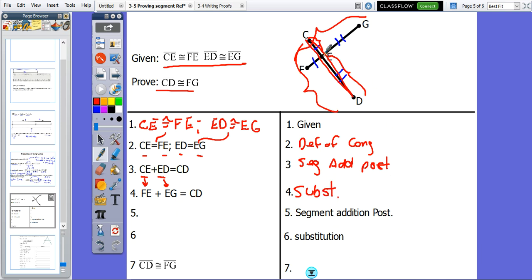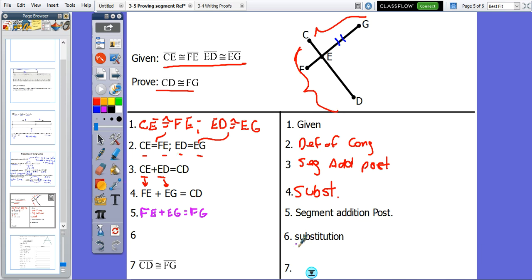Now, they did create another segment addition. So if we already combined one segment right here, let me clear that out. It's kind of congested right there. Anyways, since we already created a new segment CD, remember the goal is to get FG. So we're going to have to create FG by combining those segments. So remember, FE plus EG is equal to the entire thing FG. That's our segment addition postulate.